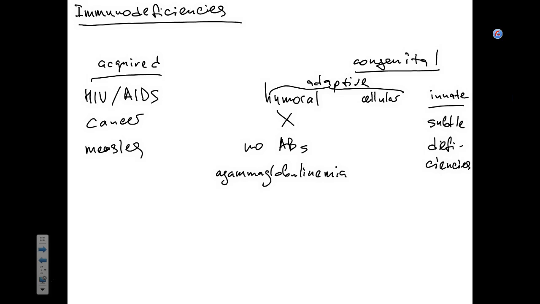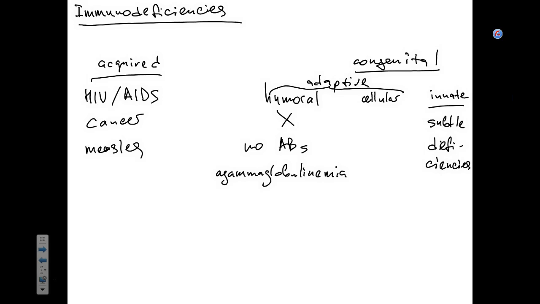Emia stands for blood, A stands for no, gamma globulin is antibody. Does that make sense? There are different degrees of agammaglobulinemia. Sometimes people just don't produce B cells at all. Sometimes B cells are produced, but they're not functional. Sometimes there's a problem in antibody synthesis.